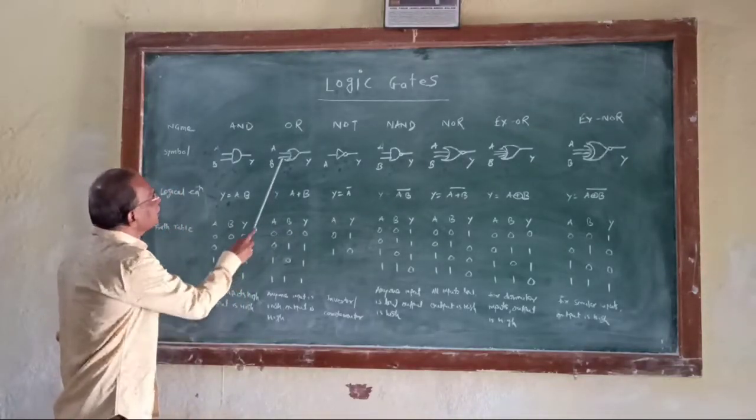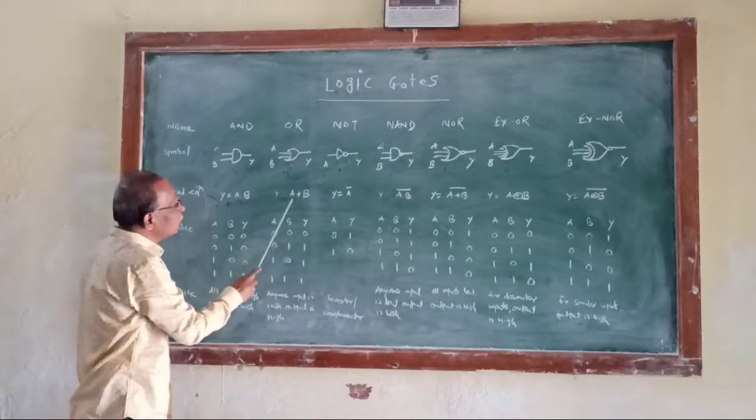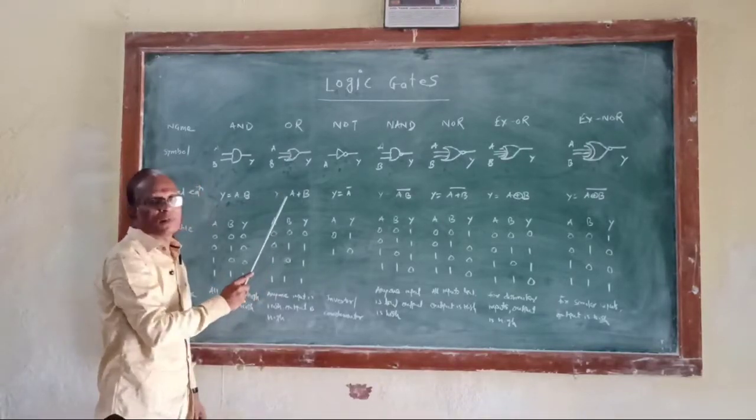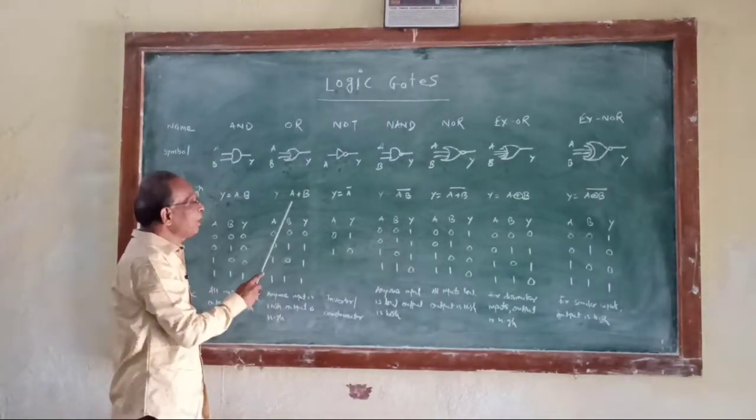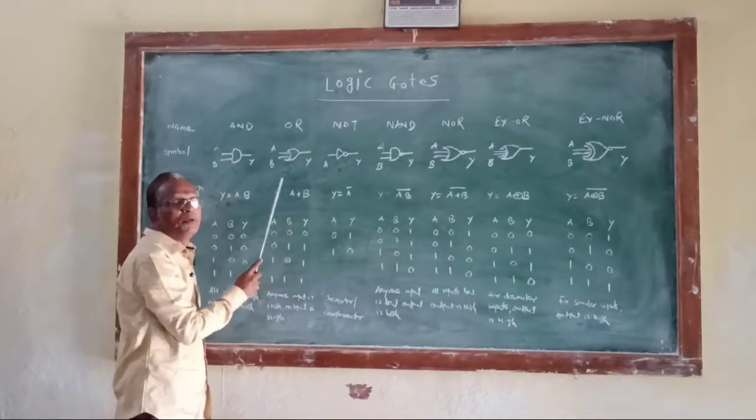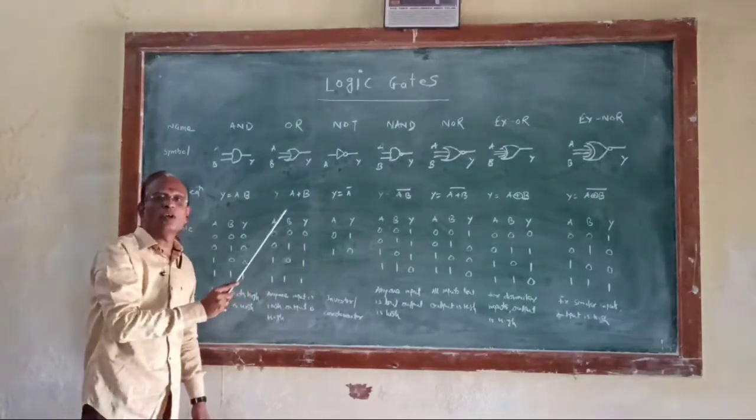Now the logical equation of this OR gate is Y is equal to A plus B, or instead of calling it A plus B we call it A or B. This plus symbol is called OR.